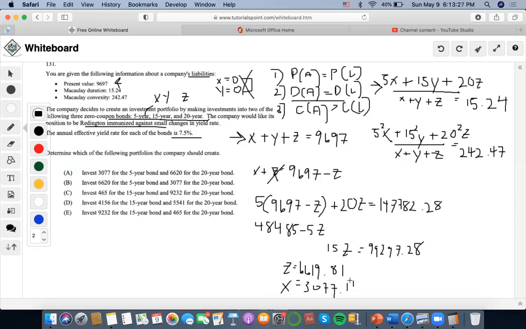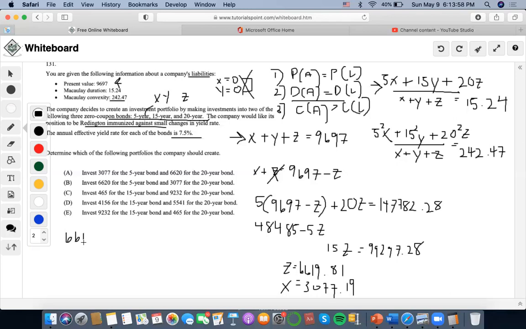Now what we're going to do here is we're going to make a convexity equation, because we've already dealt with both these. So we want to see if convexity agrees, if their convexity of assets are greater than the convexity of these liabilities here. So we know the convexity of liability is this. So now let's formally solve for this.